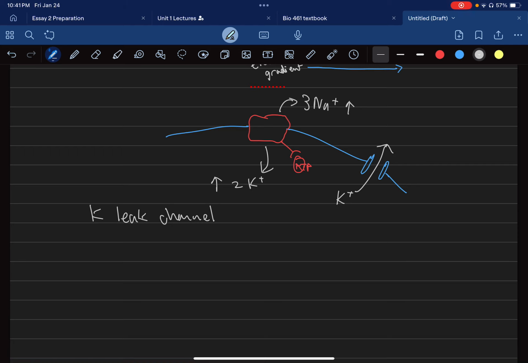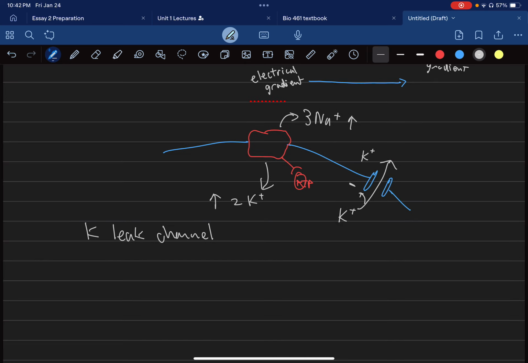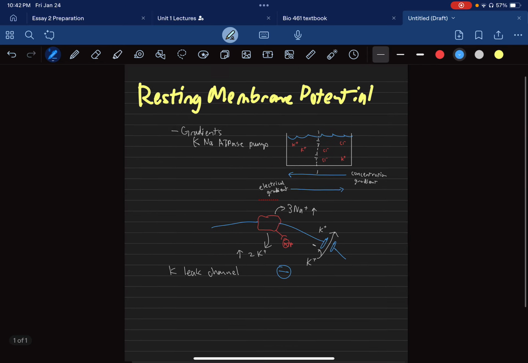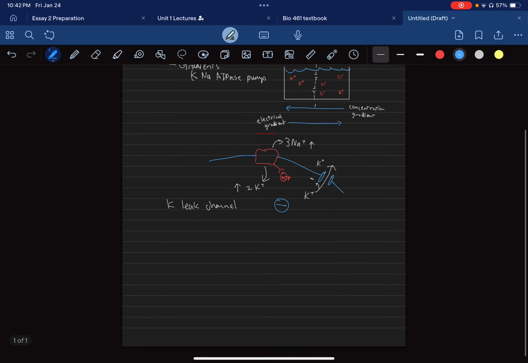can leave, and as potassium leaves, it's going to be outside, but it's also going to leave behind a negative anion as it leaves. Since we're taking the positive sodium out of the cell, we're putting positive potassium into the cell, but then it is leaving. What's going to happen is this is going to cause a large negative charge inside of the cell. So the inside of the cell is going to be more negative than the outside.